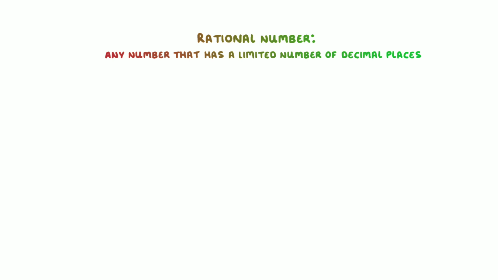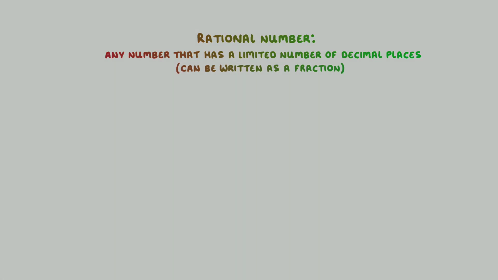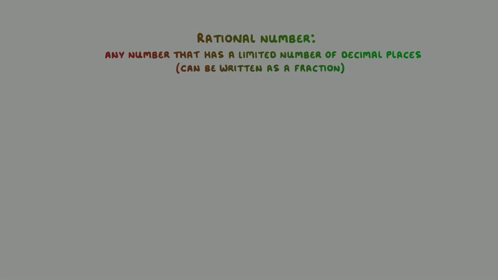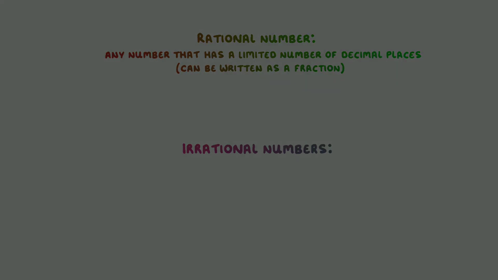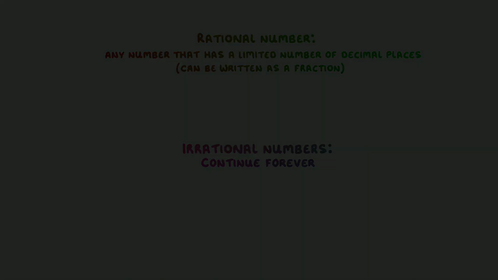So to sum up this video, a rational number is basically any number that has a limited number of decimal places and can be written as a fraction. Whereas irrational numbers are those that continue on forever, and so to write them down, we always have to round them.